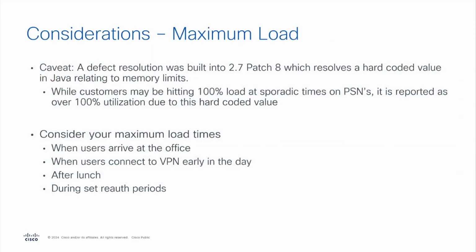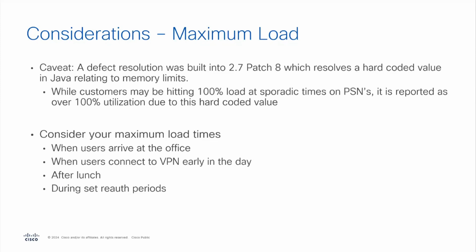Now, a couple considerations, just so that as you start to put together these reports and try to understand these reports for your key performance metrics, as well as your active sessions at any given time. There was a bug if you're still running 2.7 patch 8, patch 7 or below, where some Java-related memory limits were hard-coded. So what we commonly saw at the time was over 100% utilization, which just didn't make sense when it came to CPU.